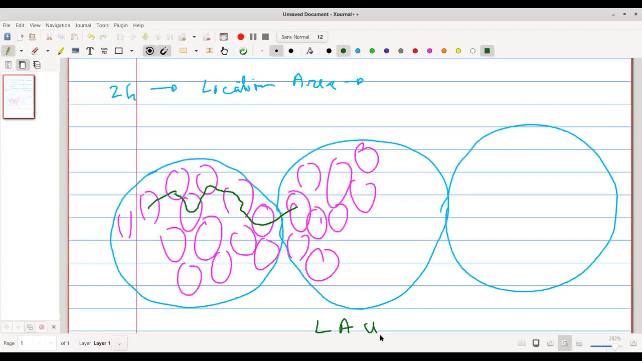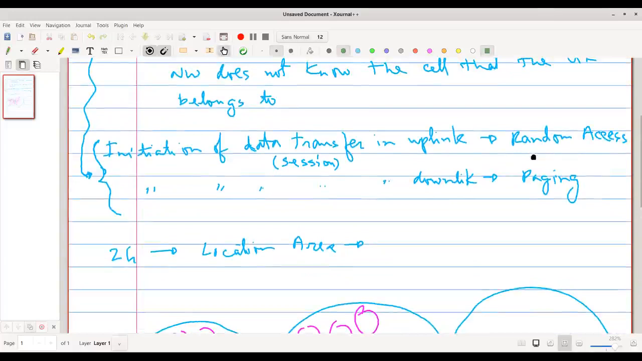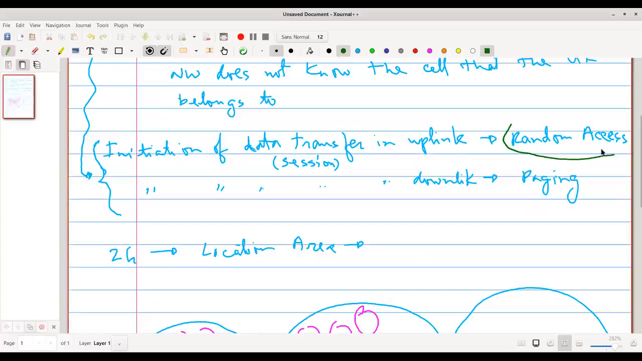How do you do that? Well, you perform the random access procedure. You first send some bits to the network. The network then realizes that you want to communicate, so the network asks what you want to do. Then you tell the network that I have now moved to this location area.